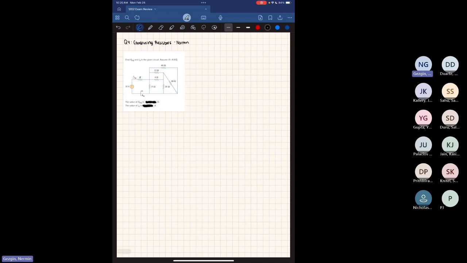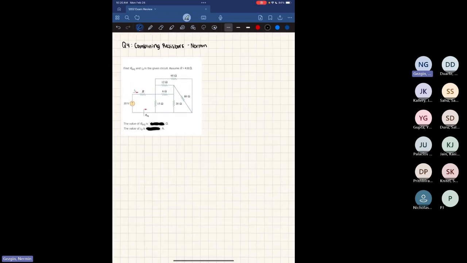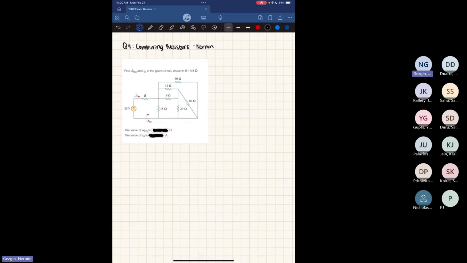Okay, so next we have a resistor network here, and we're trying to find the equivalent resistance, and then afterwards we need to find the current. So with problems like these, I think it's easiest to start off away from the voltage source or the power source, whatever you have. So I would start off on this side of the circuit just because I think it's easier to work your way in.